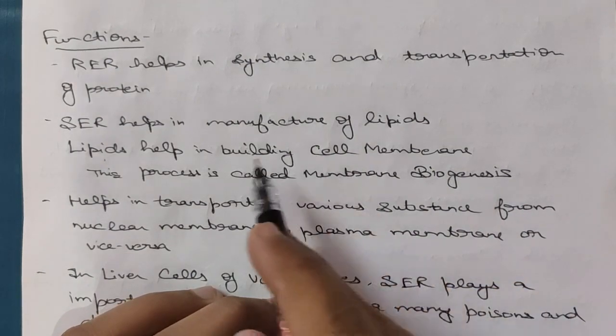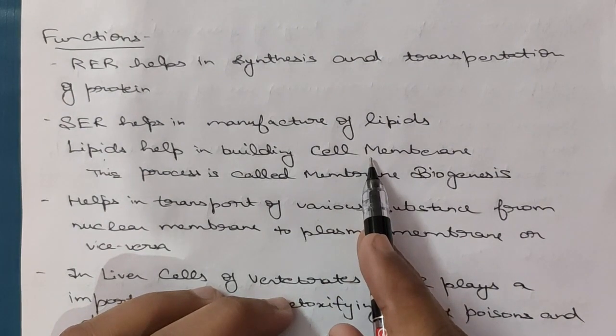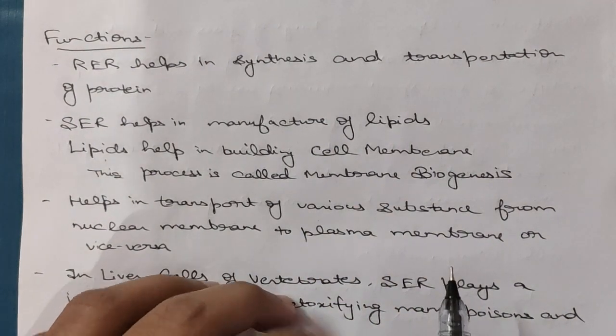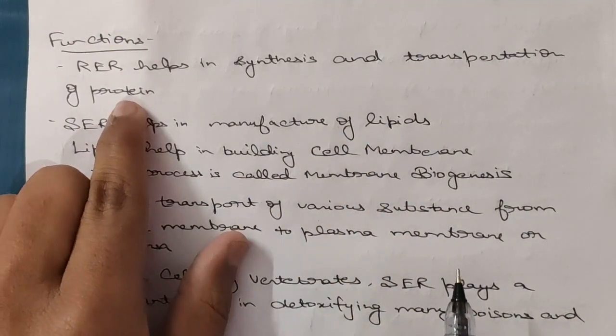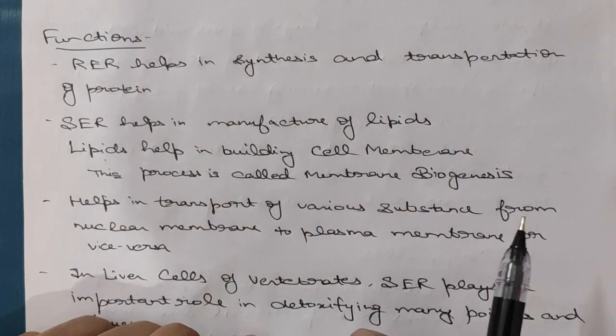Very important. It helps in the manufacture of lipids, and lipids are a component of the cell membrane. I told you the cell membrane is made up of lipids and proteins. So it helps in membrane biogenesis. Lipids come from here and the proteins are synthesized here. So these two also help in the membrane biogenesis.